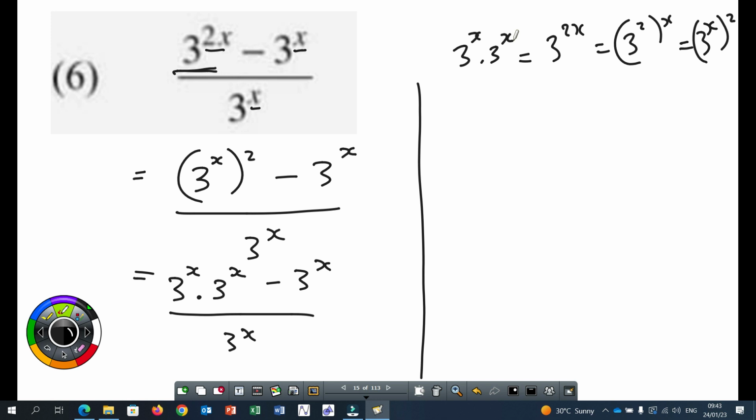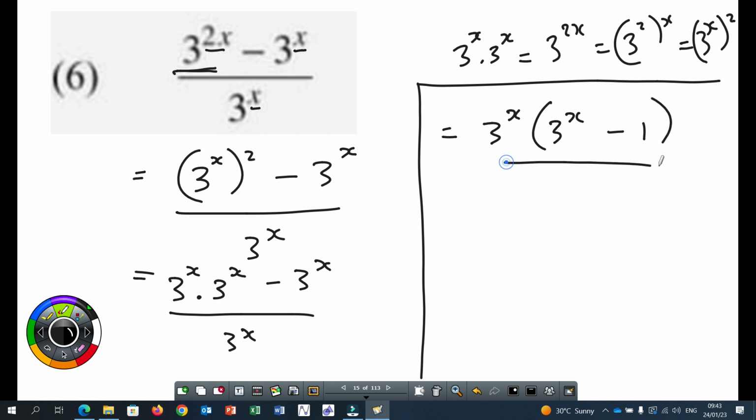They are all equivalent. Okay? Then, what's the common factor here? 3 to the power of x. So we get 3 to the power of x times 3 to the power of x minus 1 all over 3 to the power of x. Then, this 3 to the power of x and that 3 to the power of x will cancel out. So your final answer will be 3 to the power of x minus 1.